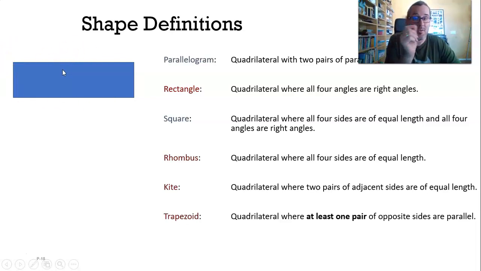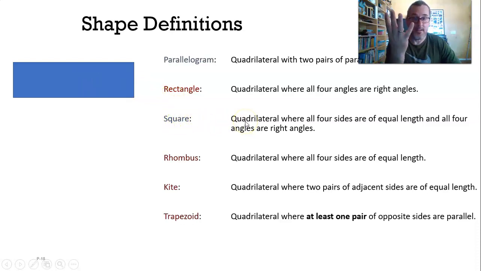Is it also a rectangle? Rectangles are quadrilaterals where all 4 angles are right angles. Got ourselves a quadrilateral, and we have 1, 2, 3, 4 right angles. Yep, it's also a rectangle. Did you know, I hope you do, that these polygons, these quadrilaterals, can have more than one classification? This thing is a parallelogram. It's also a rectangle.